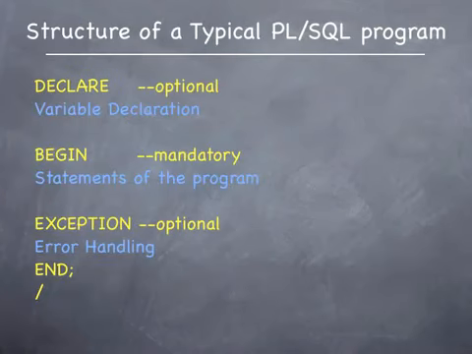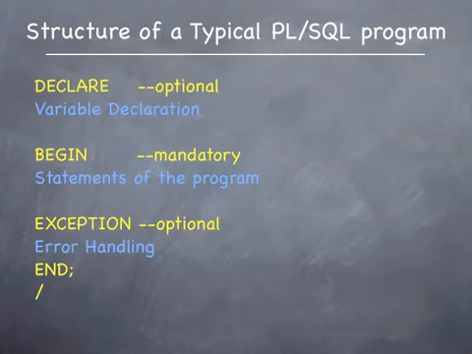Here is the structure of a typical PL SQL program. A program can have up to 3 distinct parts, 2 of which are optional and 1 of them is mandatory. The first section, which is optional, is called the declaration section. It is the section where you identify your variables, give the variables names, data types, and initial values if you want to. The second section is called the body of the program. It is a mandatory section where you write the code of the program.